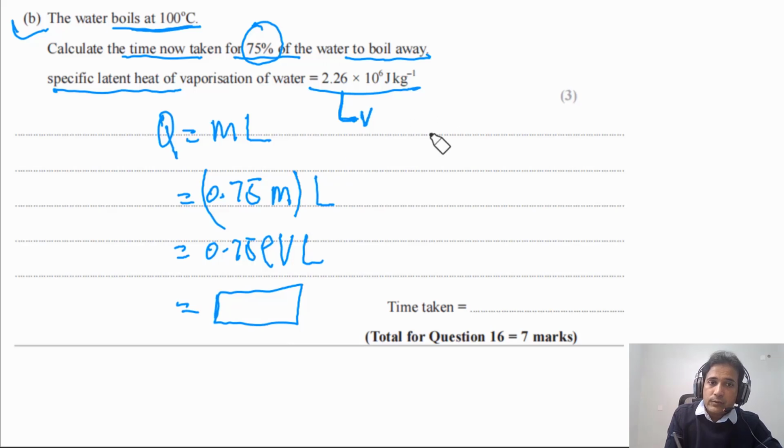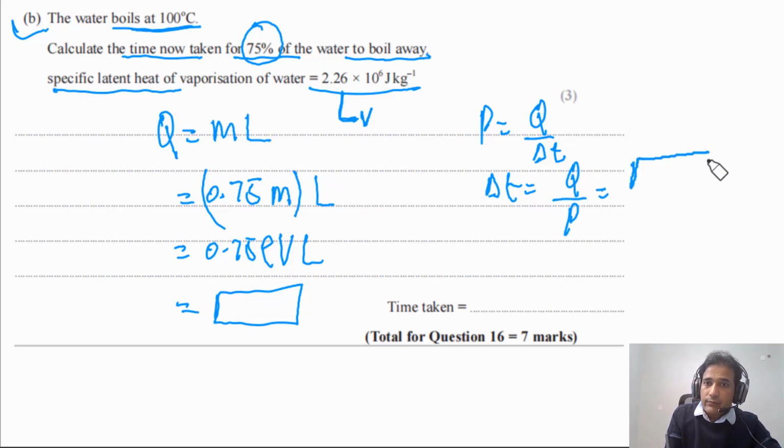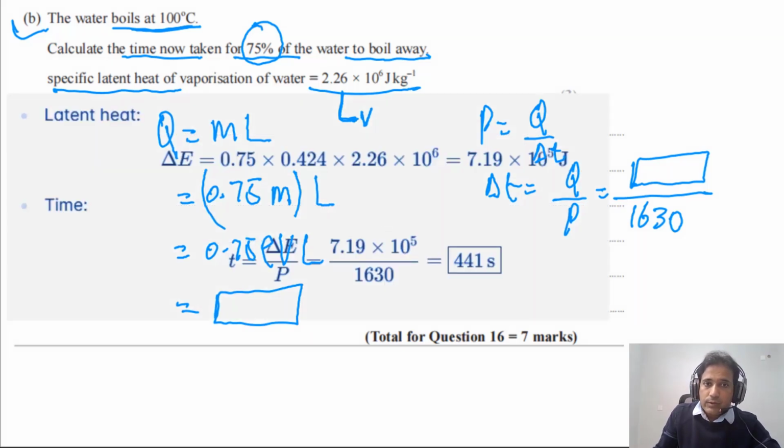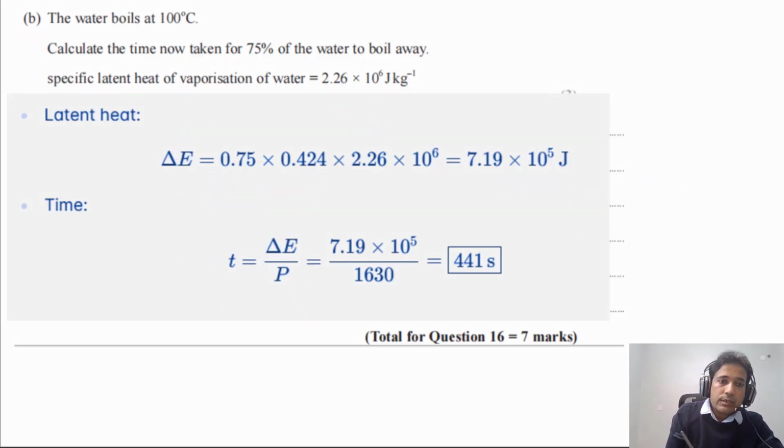Now when we have the value of Q, we need to understand that P is equal to Q over delta T. But we need to find delta T, so this will be equal to Q divided by P. The value of Q we have from here, and we will divide by the value of P we calculated in the last part, that was 1630, and we can find the value of time. So this is how you need to approach it. Now let me show you the answer with numbers. Here I have done this one with numbers, so you can check what we have done.